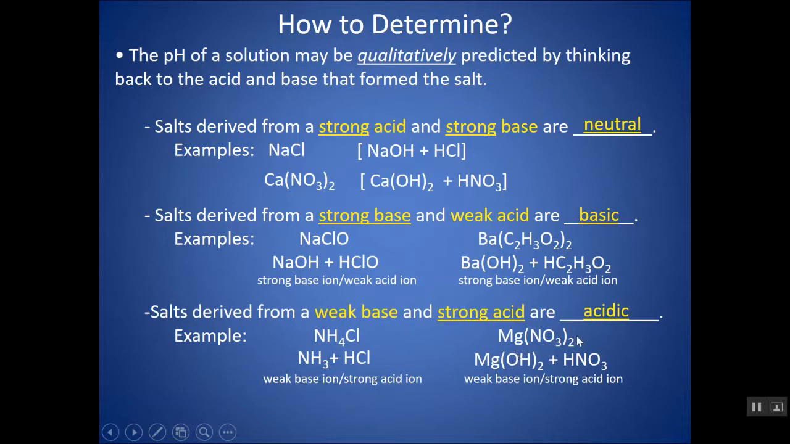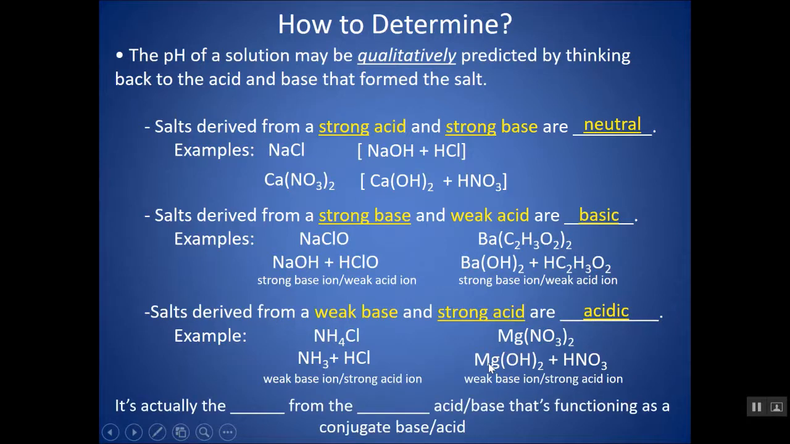And same thing here, magnesium would come from magnesium hydroxide. Oh, wait a minute, that is a weak base, so the Mg2 plus ion would have some strength as an acid. This would be an acidic salt. So again, notice it's actually the ion that's coming from the weak acid or base that's functioning as the conjugate base or acid in solution.